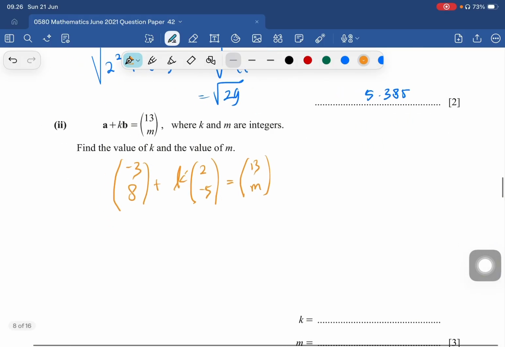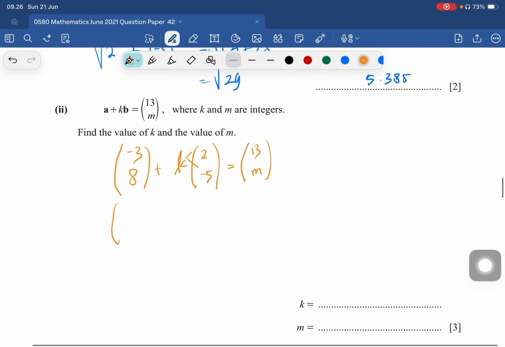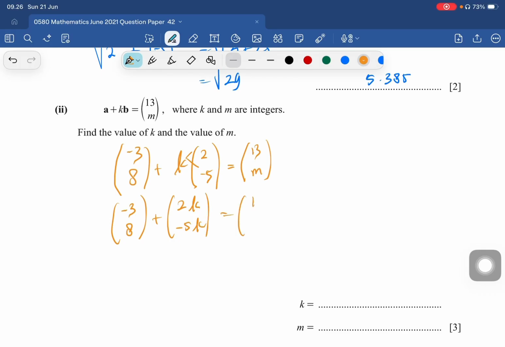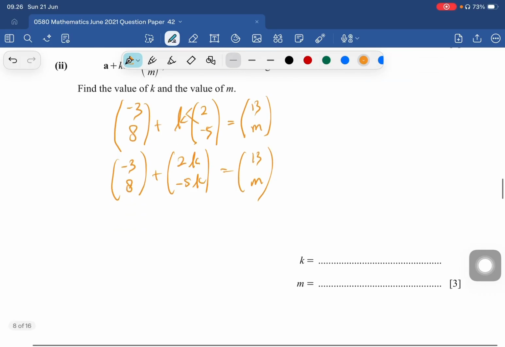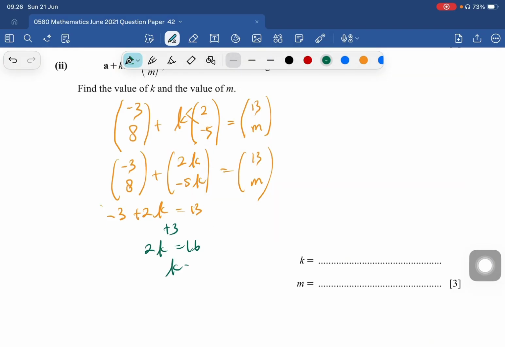Okay, we can calculate this scalar. So you got negative 3 plus 2k, and here 8 minus 5k, equal to (13, m). So this is negative 3 plus 2k equal to 13. We add 3 to both sides. So you got 2k equal to 16. So k, we divide by 2, equals 8.